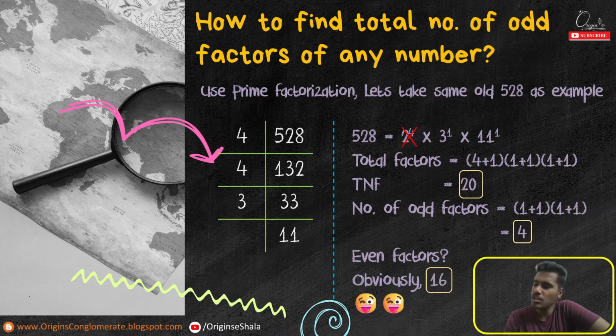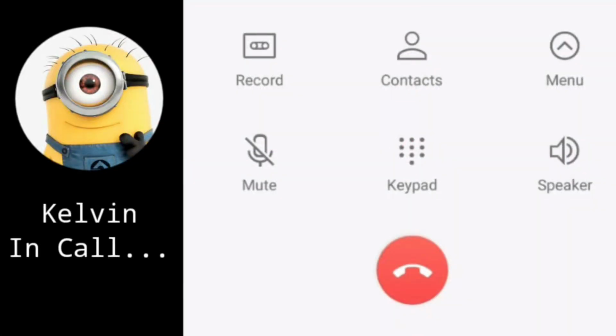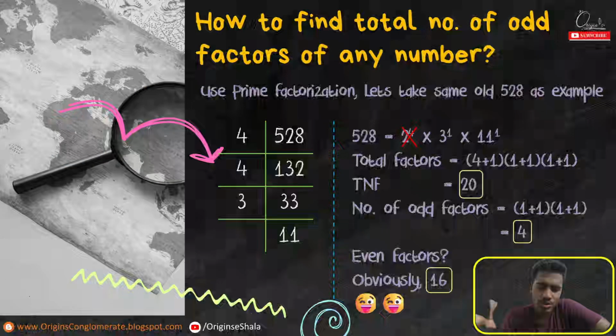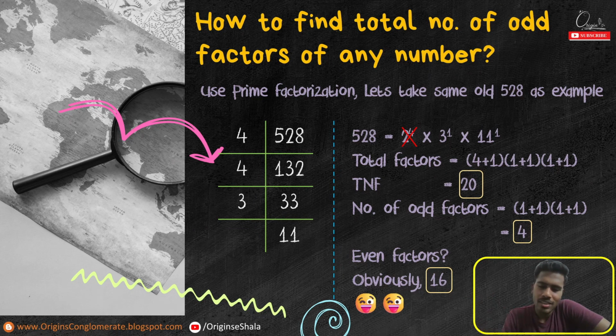Okay, as impatient as ever I see. Just let me pick this up. Hello sir, Kelvin here. Sir, but what if in some exam where time is less and we want to directly find the total number of even factors of that number? Is there a shortcut? Well, I pretty much predicted it.